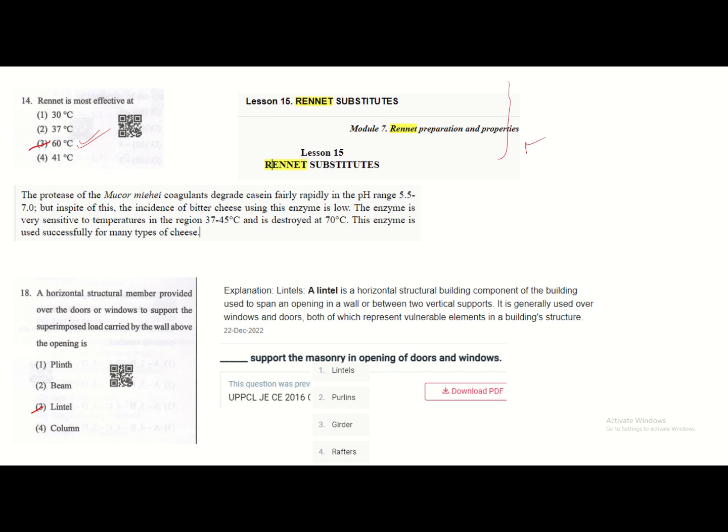The original structural member provided over the door. This is from your building materials. So as of now, the lintel is the correct answer. Next one is from dairy or milk products. A very simple question they asked, same as it is from this book. The cow milk typically contains 10 power of 10 milk fat globules per million. So this is the correct answer.